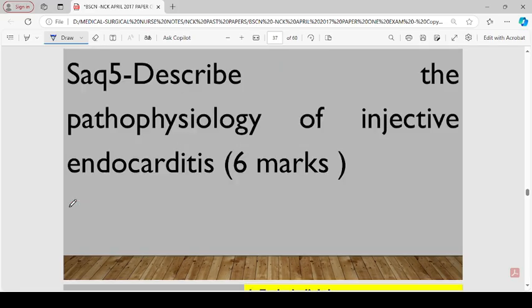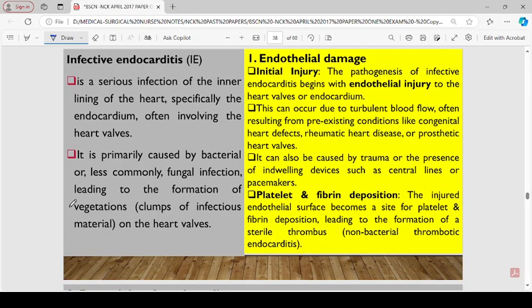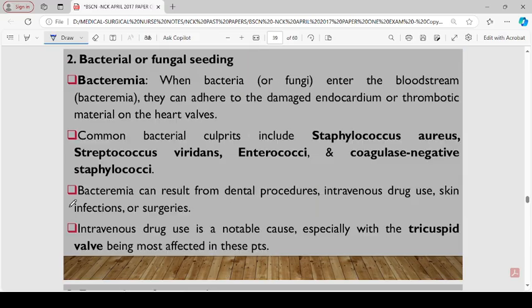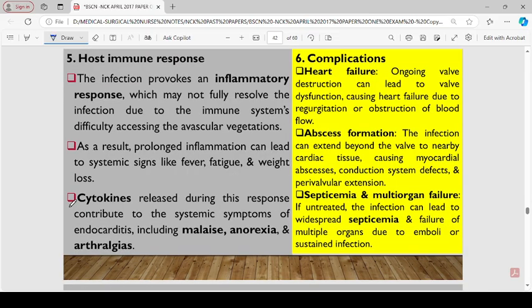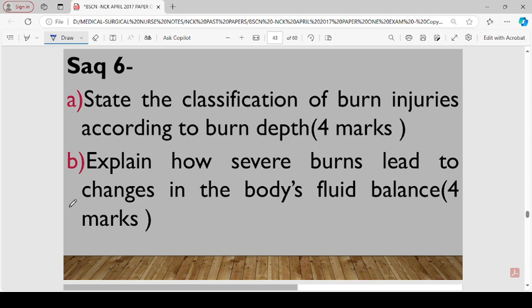Physiology of infective endocarditis, right? We have endothelial damage, that then leads to bacterial or fungal seeding, formation of vegetations, systemic effects, host immune responses, and the complications.